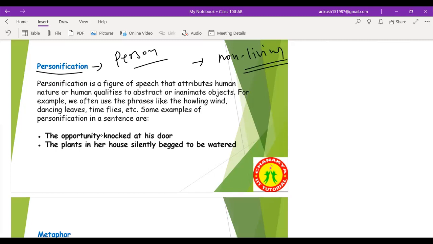Understand it properly. When a non-living thing or any abstract thing is given the quality of a human being, then that use of figure of speech is known as personification. Whenever a non-living thing is given a human quality, that is called personification.